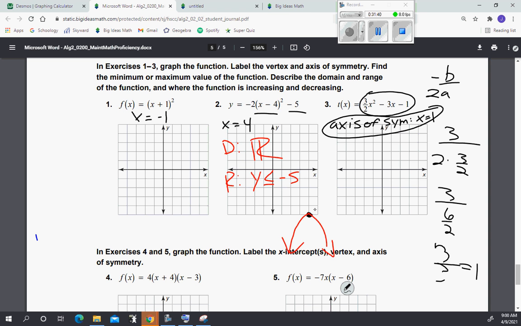We got to plug in 1 to find our y. So 1 squared is 1 times 3/2 is just 3/2 minus 3 minus 1. Well, -3 minus 1 is -4. So we have 3/2 minus 4. We do that math. I'm going to say 4 is 8/2. Equals -5/2. So at 1, -5/2, which is like -2.5.